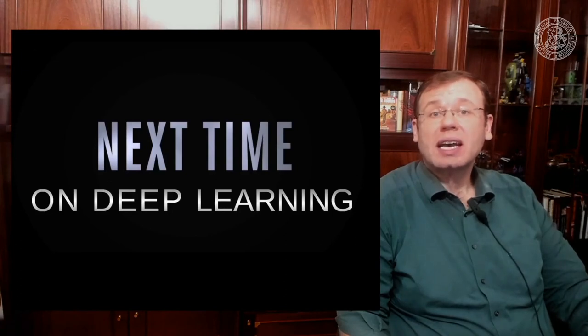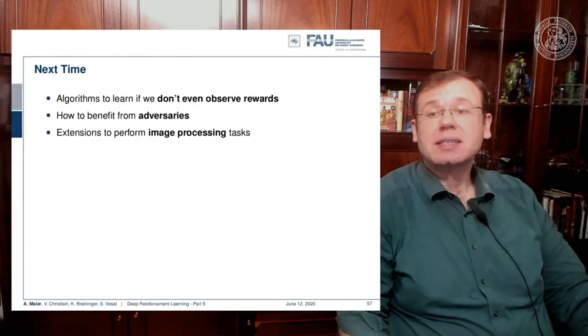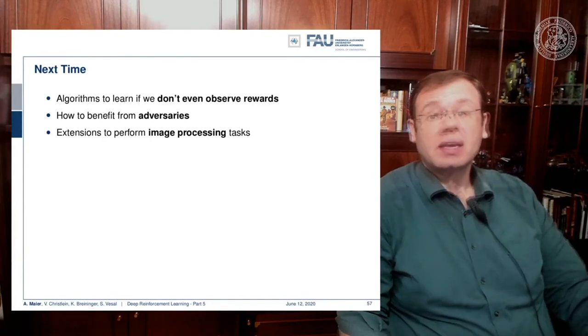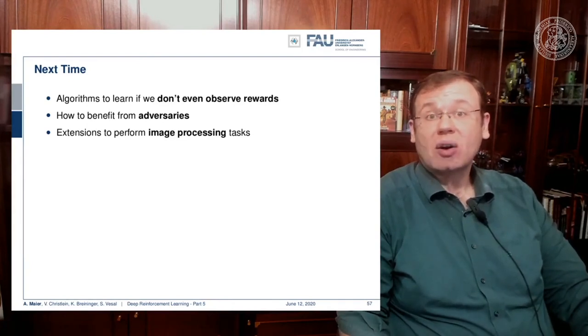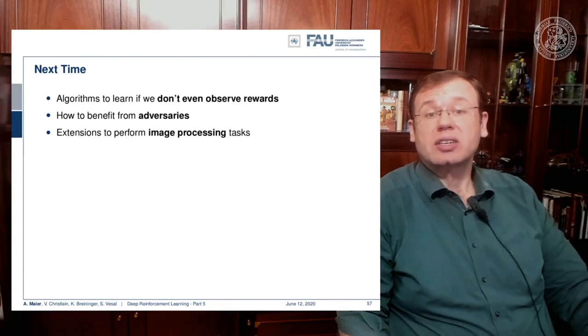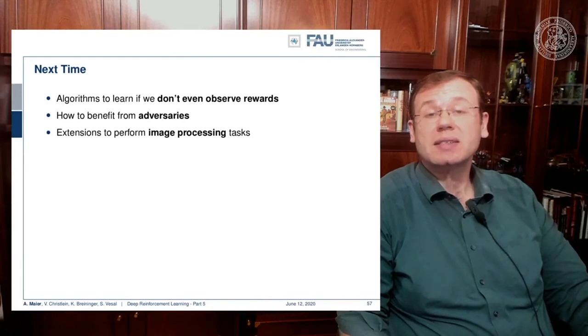Okay, so this sums up what we've been doing in reinforcement learning. And of course, we look at many other things here. So next time in deep learning, we want to talk about algorithms that don't even have rewards. So complete unsupervised training. And we also want to learn how to benefit from adversaries. And we will see that there's a very cool concept out there that is called generative adversarial networks, which is able to generate all kinds of different images. Also a very cool concept that we'll talk about in one of the next videos. And then we look into extensions into performing image processing tasks. So we go more and more towards the applications.